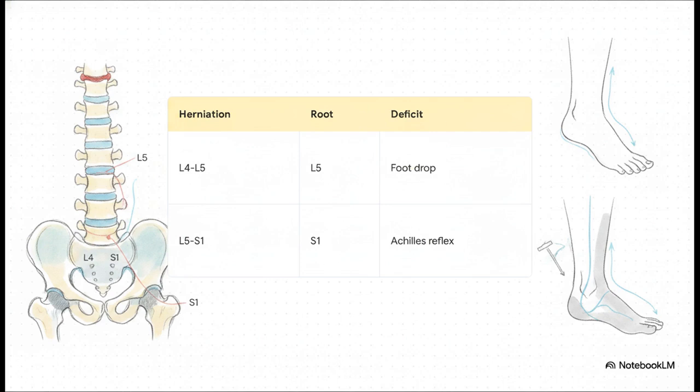An L4-L5 herniation compresses the L5 root, which creates a functional foot drop and weakness when trying to extend the big toe. But an L5-S1 herniation compresses the S1 root, and that uniquely mediates the Achilles tendon reflex. So if a patient has a diminished ankle jerk reflex and numbness specifically on the lateral edge of their foot, boom, you immediately know you're dealing with L5-S1.